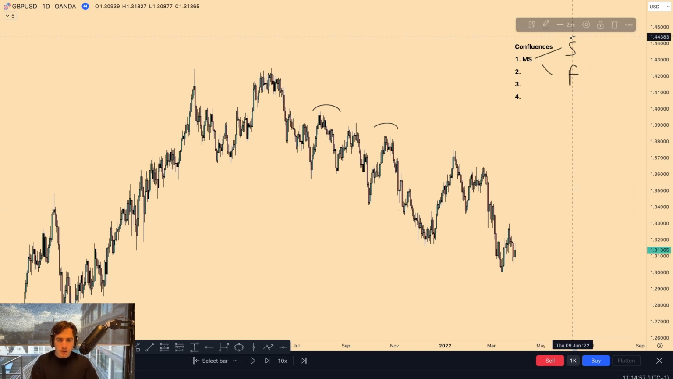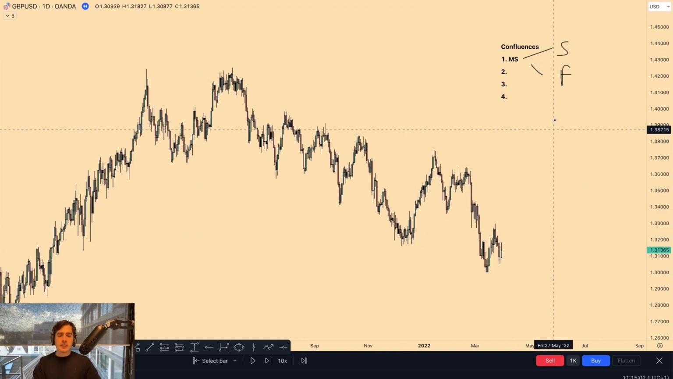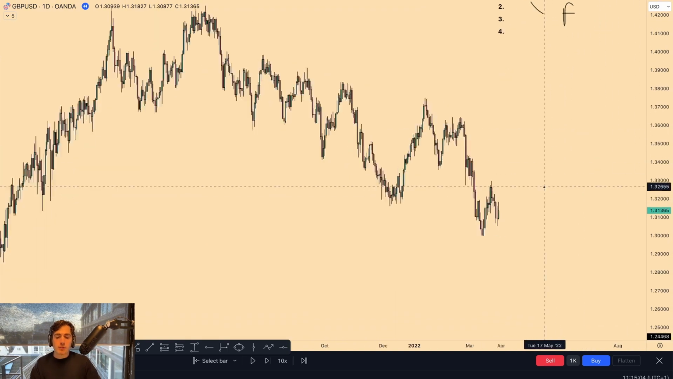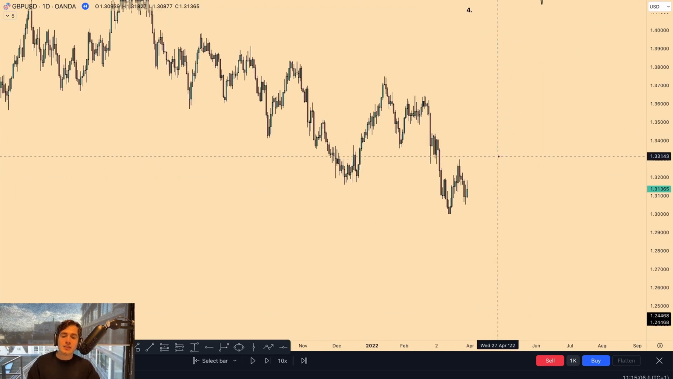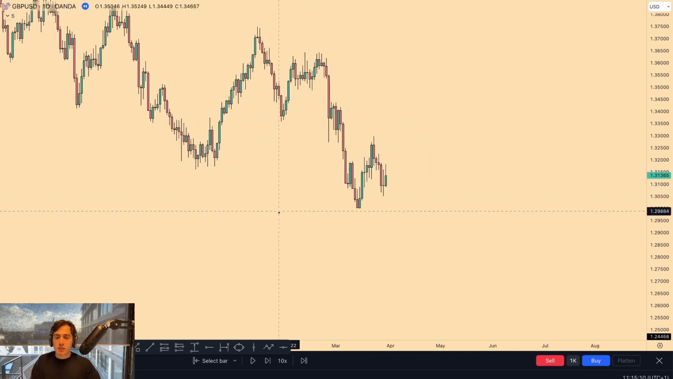Now, the fractal structure is a little bit more complicated, or at least people find it a little bit more complicated because it is the structure on the individual candlesticks. So when I talk about the structure on the individual candlesticks, all we're simply doing is identifying the market trend based on candlesticks themselves.